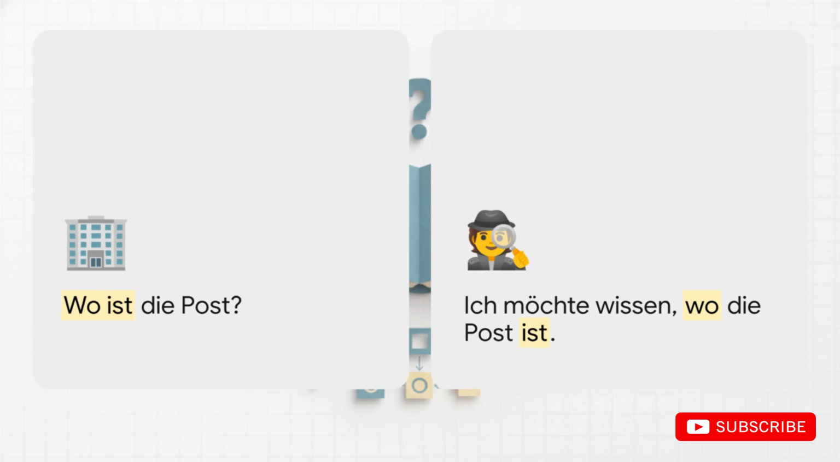But an indirect question transforms this into a highly sophisticated statement. Ich möchte wissen, wo die Post ist. I would like to know where the post office is. Notice what happened there? We didn't just ask a question, we actually made a statement that contains a hidden question inside of it. This is the absolute essence of an indirect question. It's a two-part sentence. You start with a polite opener, and then you follow it up with the information you seek. It immediately, and I mean instantly, elevates your German from a beginner level to a much more native-sounding conversational flow.